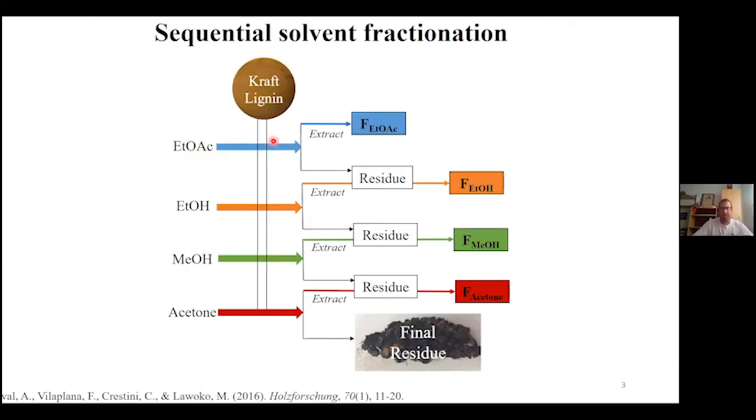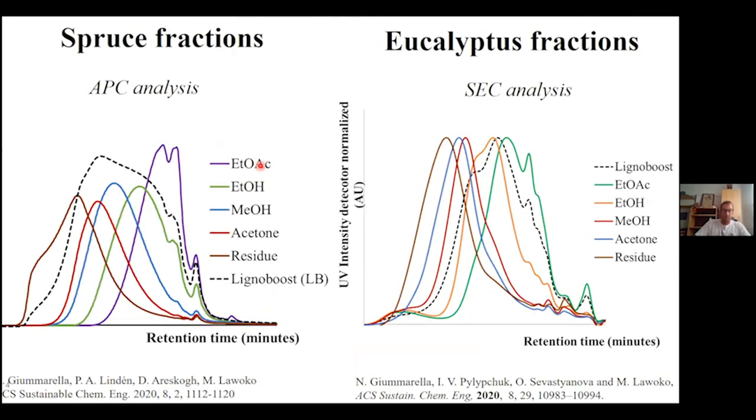Our approach is different. We profile the structure of spruce in this work and eucalyptus lignin after sequential solvent fractionation. The refining was achieved by a carefully designed sequence by our group of green and sustainable solvents like ethyl acetate, ethanol, methanol, and acetone. Our data show that fractionation of Kraft lignin in terms of molar mass was achieved for both the spruce fraction and the eucalyptus fraction shown here.